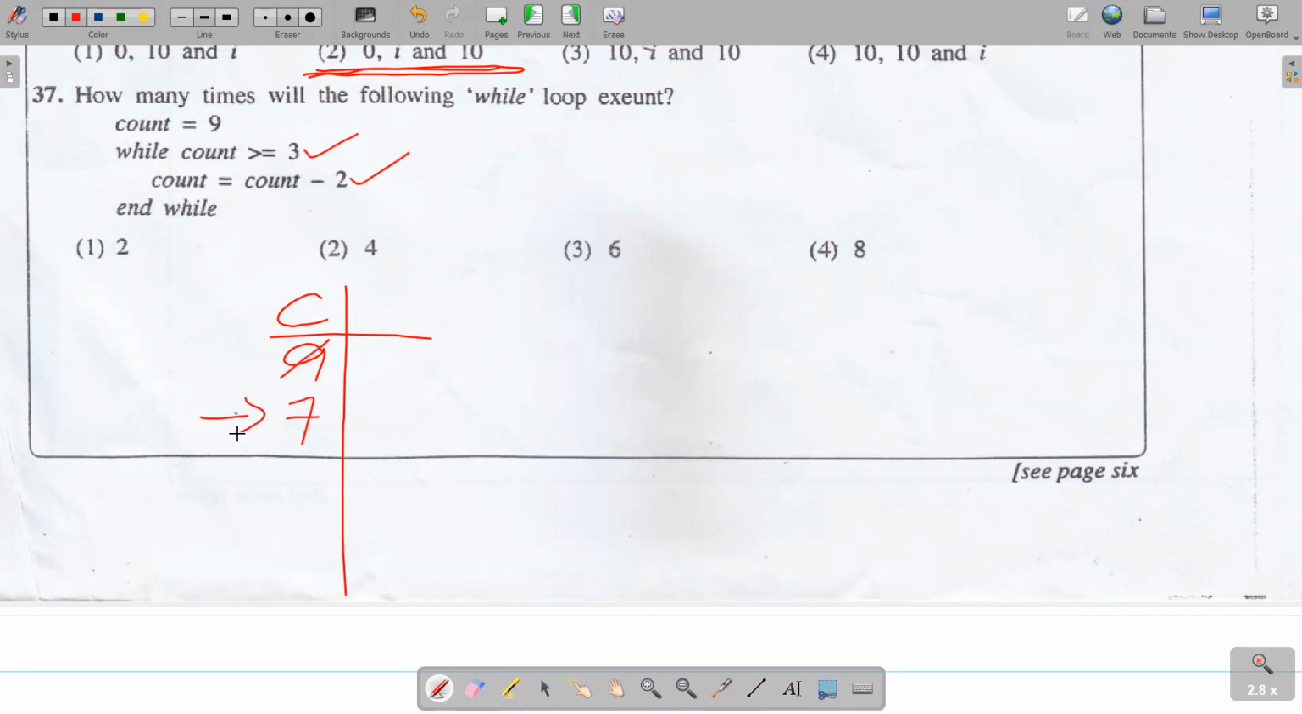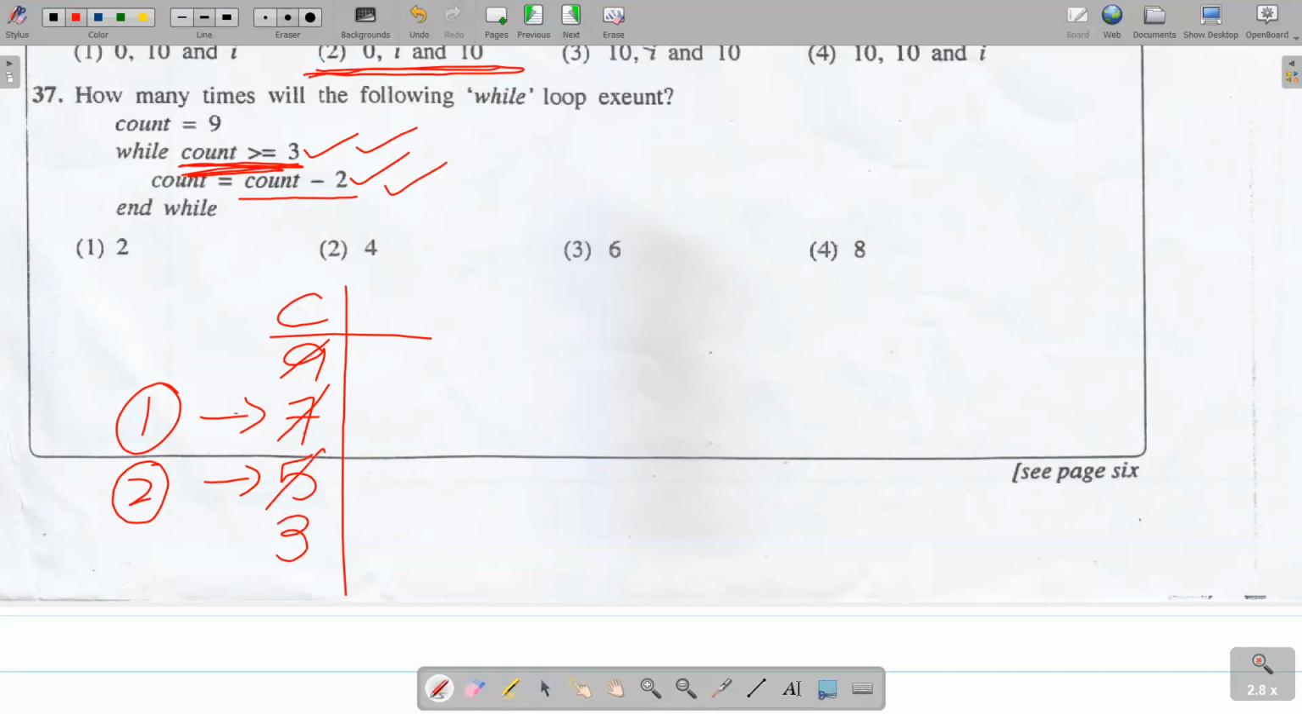So this is the first iteration of the while loop. Then it goes and checks again whether count is larger than or equal to 3. Again count will be reduced by 2, so this will become 5. Second iteration: it goes up and checks again, still true. So reduce count by 2, it will become 3. Third iteration goes up and checks.